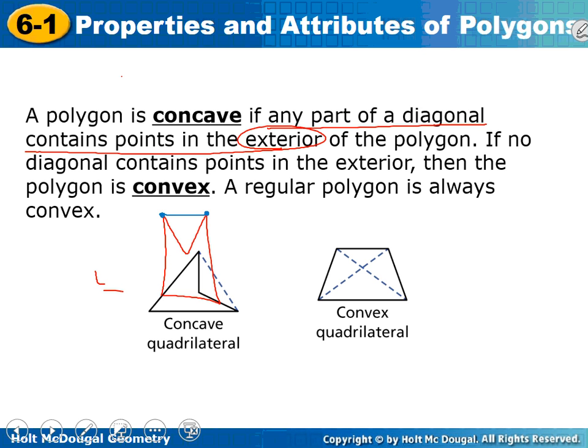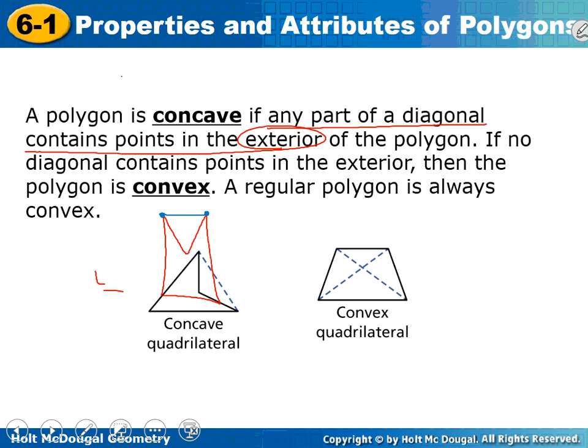So notice these diagonals are inside the shape. This one has a diagonal outside the shape. Okay, it caves in on itself. This one's caving in, this one is not. Any questions about concave versus convex?